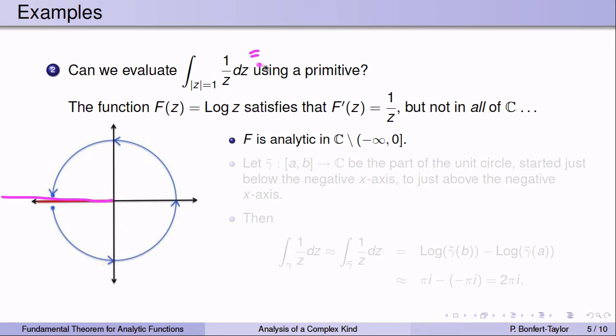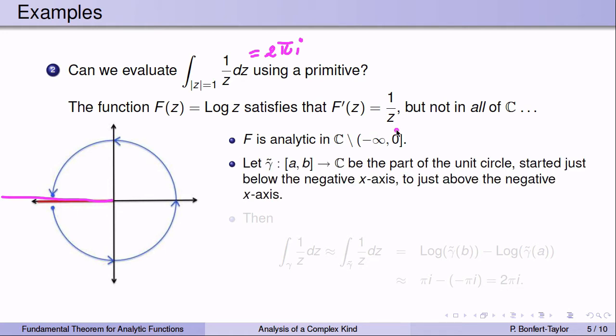We have actually found this integral. It is 2 pi i. So that shows this function cannot have an antiderivative. And we know that. Log z is a nice antiderivative, but not in all of C. We need to cut the plane open along the negative real axis. So how do we evaluate the integral then?